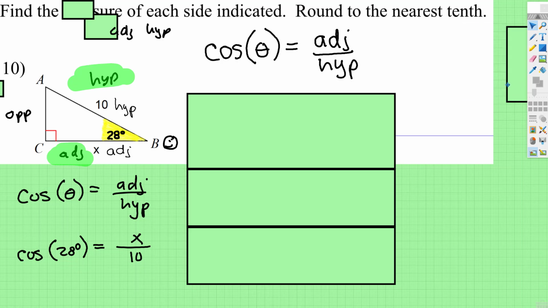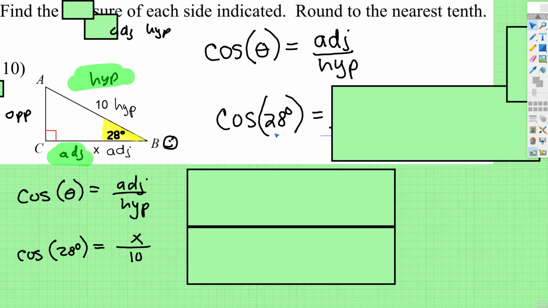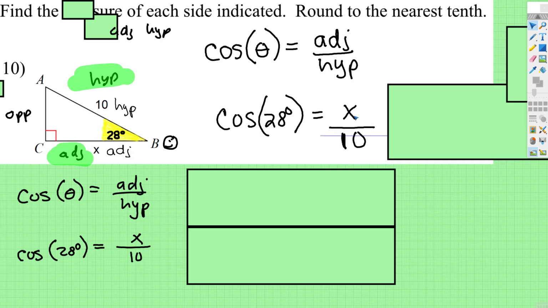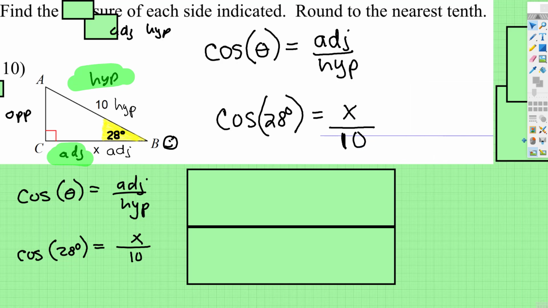Okay, so we identified cosine because of the information that's given. That's very key. You have to pay attention to what's given. And then fill in the pieces that we know. We know the 28 degrees. We know that adjacent is labeled X and the hypotenuse is 10.